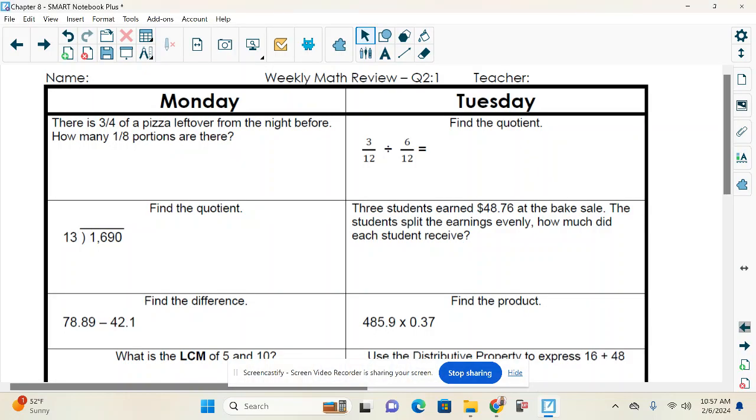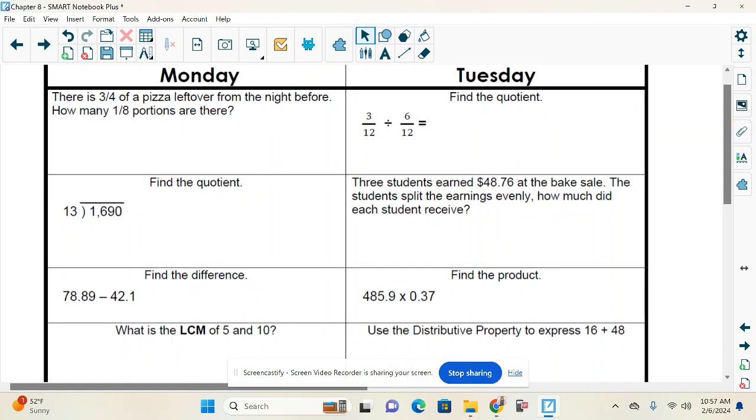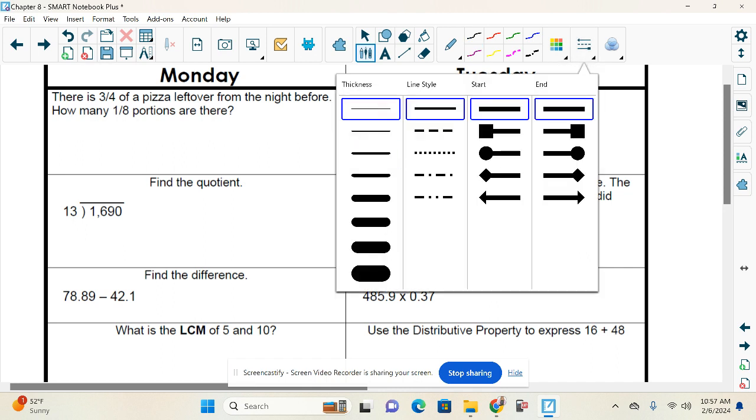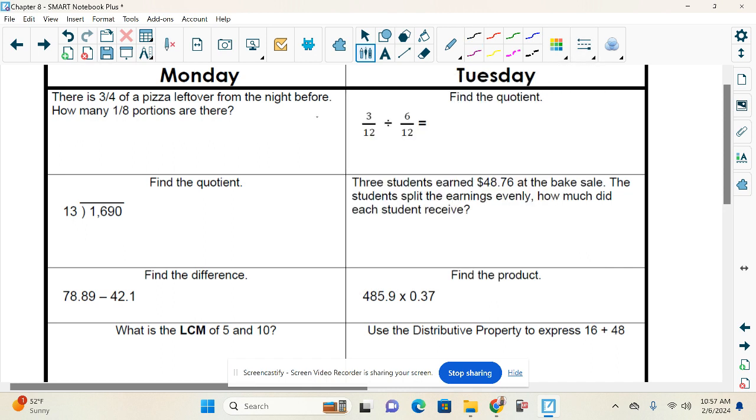Alrighty, let's look at Tuesday night's homework for this week. First problem, we have dividing fractions, and we should be able to do dividing fractions using keep, change, flip. So you should be able to do that on your own.